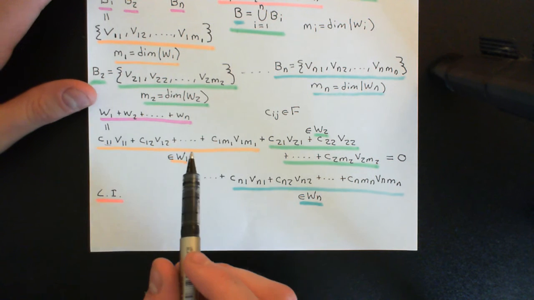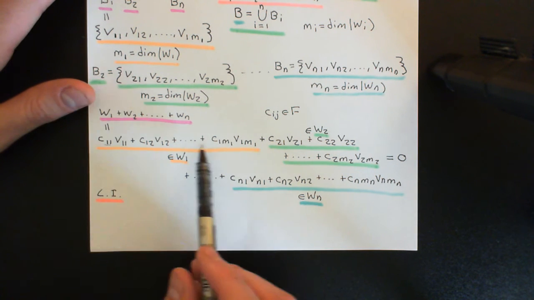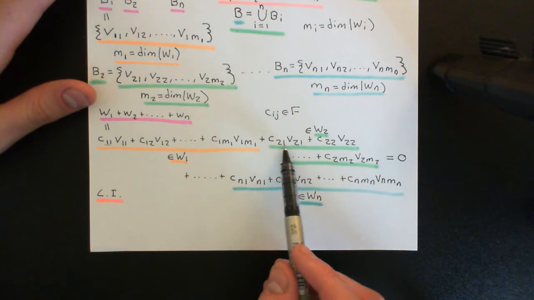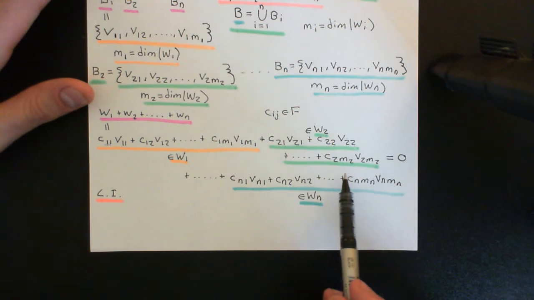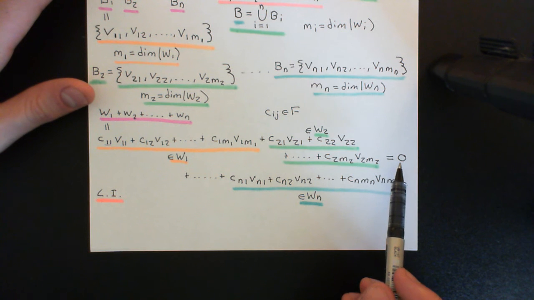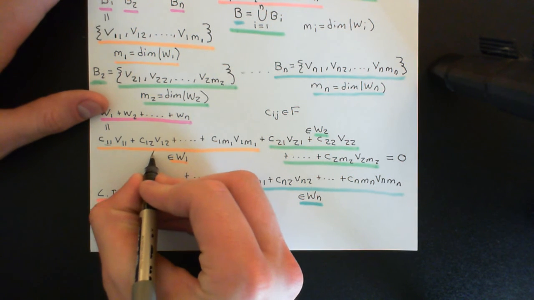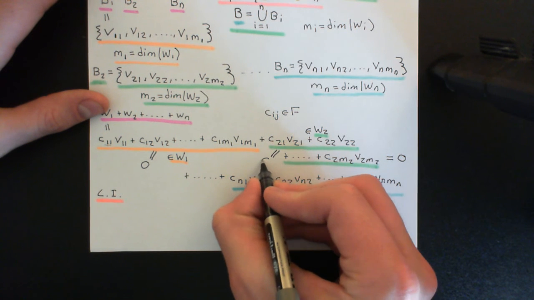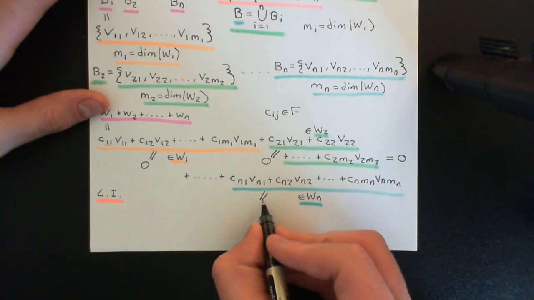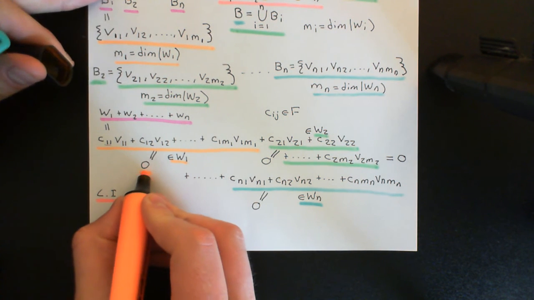Here's the part where you use the fact that these subspaces are all independent. We know that because these subspaces are all independent, the only way you can get something in capital W1 adding to something in capital W2, going all the way up to adding something in capital Wn, and give the zero vector, is if all of these are equal to the zero vector. So that tells us that this orange thing has to equal the zero vector, that this green thing has to equal the zero vector, and that this turquoise thing has to equal the zero vector.